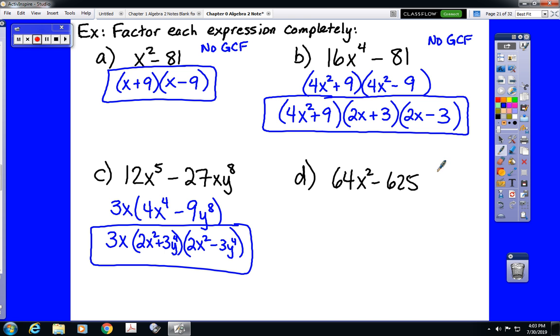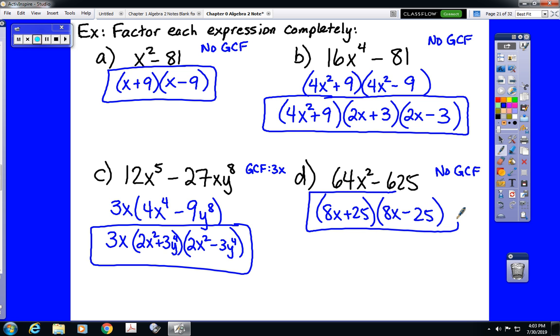The last one does not have a GCF. Here we had a GCF of 3x. So we factored that out. So we go straight into the difference of two perfect squares. The square root of 64x squared is 8x. And 625 is 25 squared. This is not a difference of two perfect squares because 8x is not a perfect square. So we are done at that point.